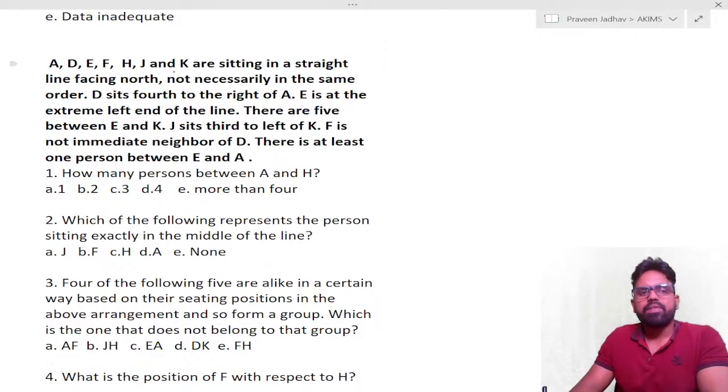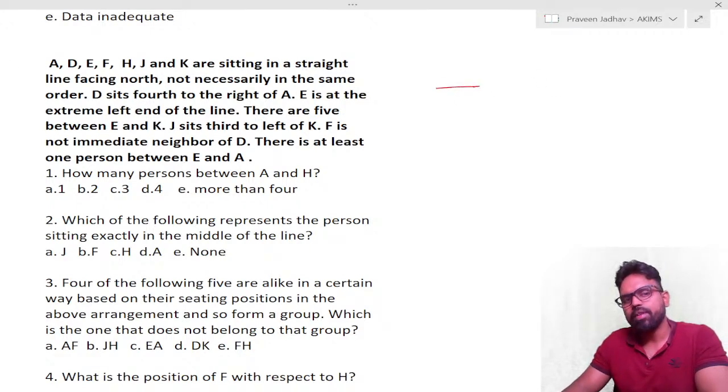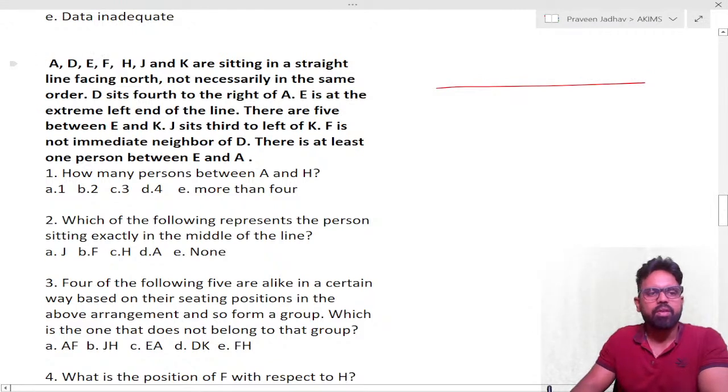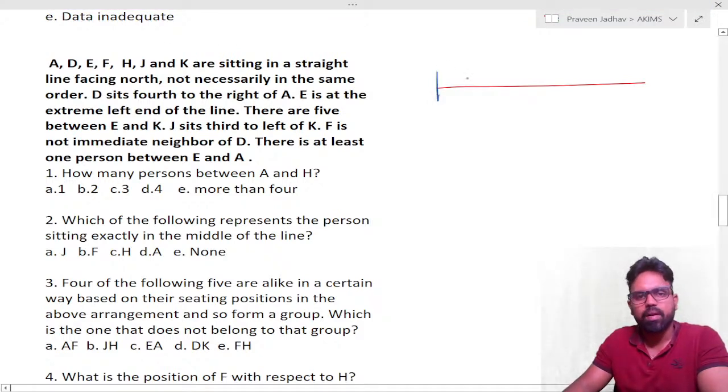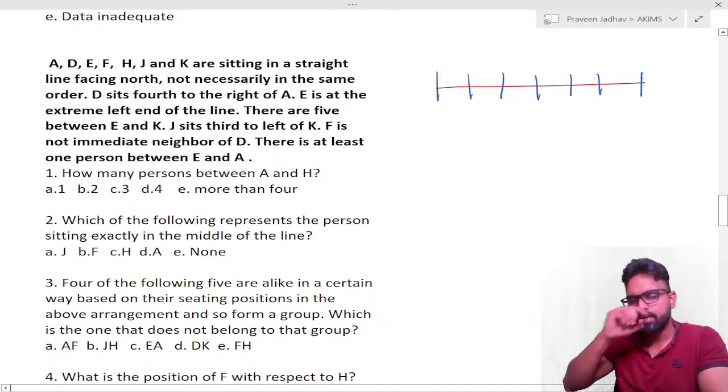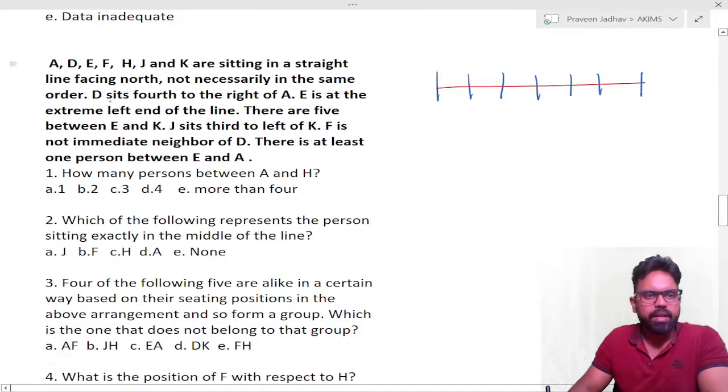Look at this one. A B C D E F H J K are sitting in a straight line facing north, not necessarily in the same order. Okay, how many of them are there? Count them first: 1, 2, 3, 4, 5, 6, 7. How many are there? 7. Now, can I draw 7 seats for them? 1, 2, 3, 4, 5, 6, 7. 7 seats are drawn.